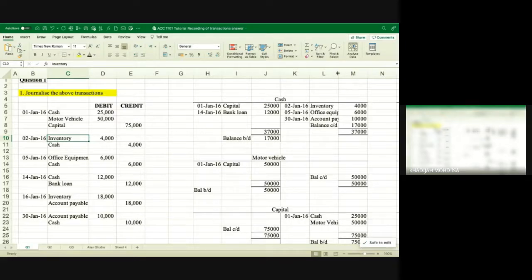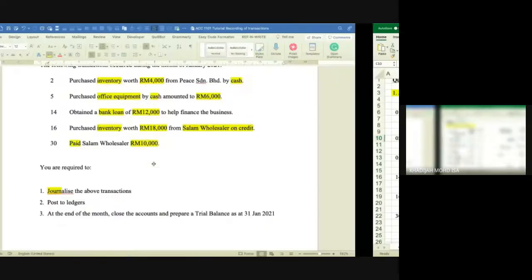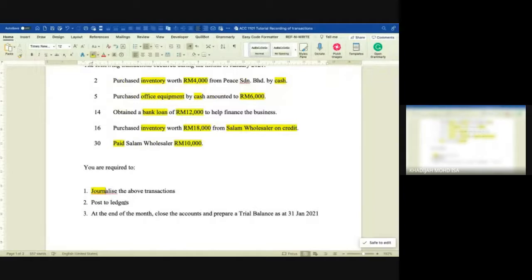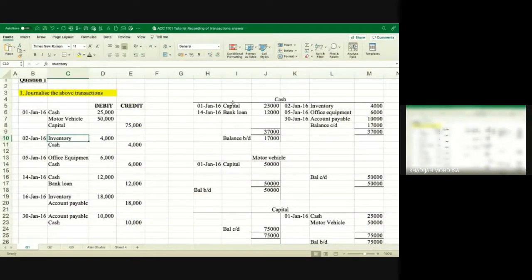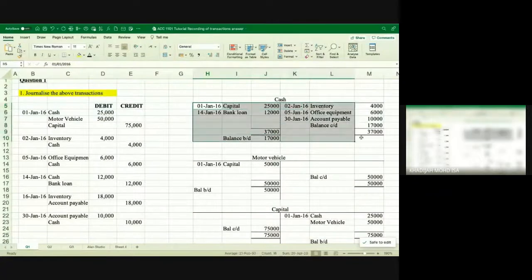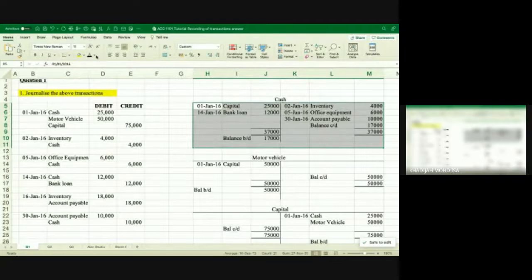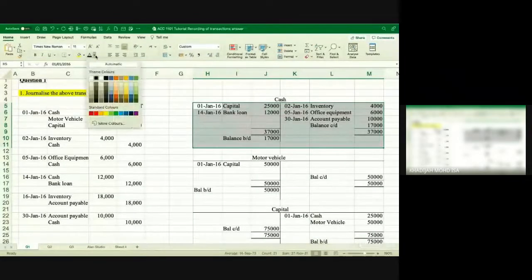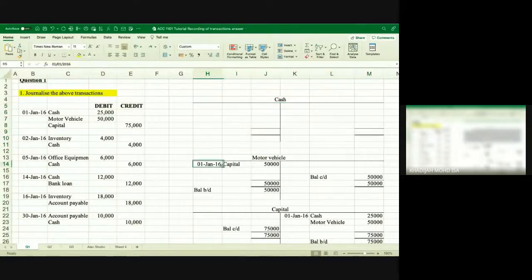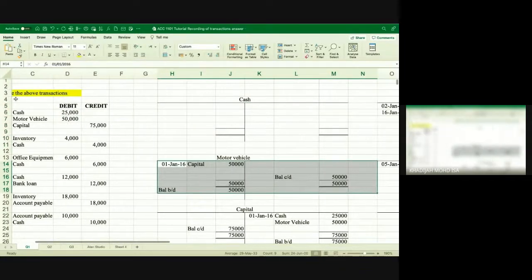Right. So now we are going to do the second one, post to ledgers. When you talk about ledgers, it means a T account. So what is a T account? It looks like a T here. See, the T in tu, right? So now what you have to do is open up. I will just close this first, so that you don't see the accounts yet, so that you learn how to do the closing, the transfer.